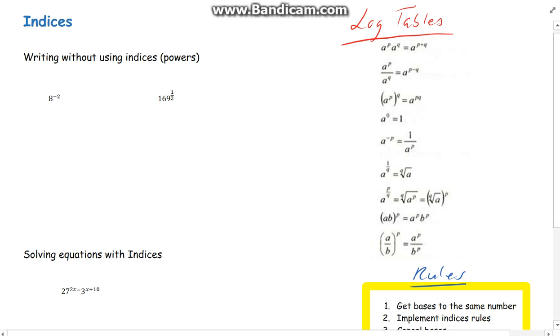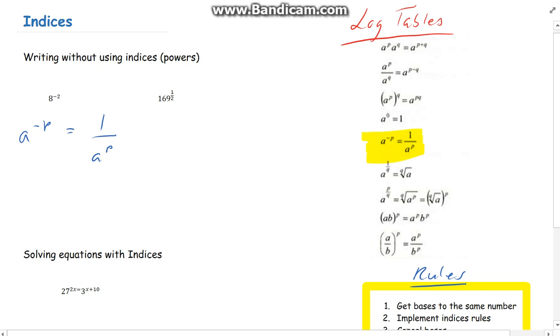Okay, so 8 to the power minus 2. You look over your log tables and see, does any of my rules look similar to the question? If I look over here, 8 to the power minus 2 looks like a to the power minus p. So I know I'm going to write my answer in the form of 1 over a to the power p. I'm going to write out my rule first. So I'll have a to the minus p is equal to 1 over a to the power p.